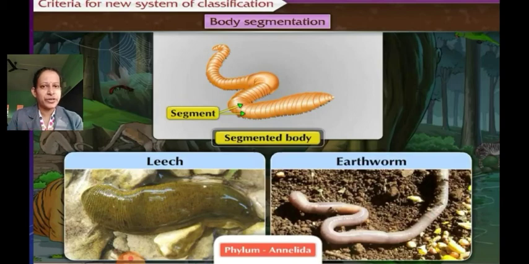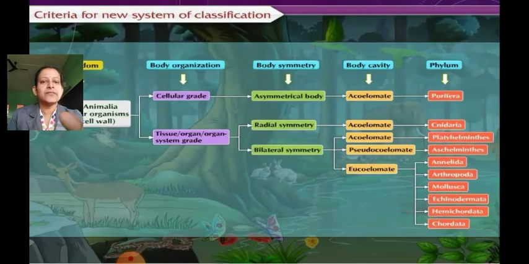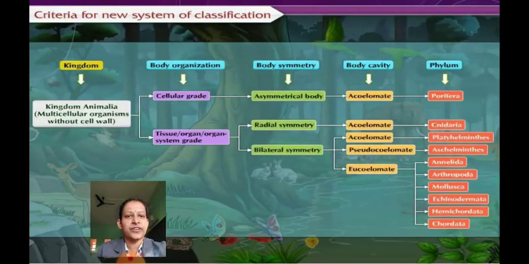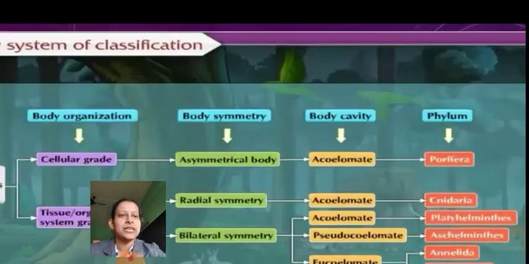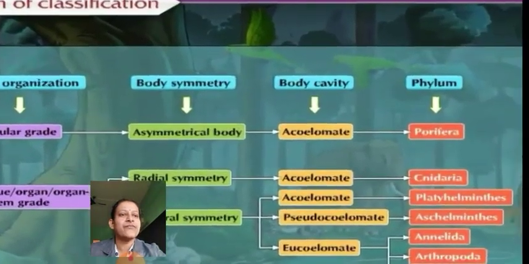The first one was body organization. Second, we learned about body symmetry. We have learned about germ layers, body cavity and body segmentation. I hope you have understood all the different terms related to this. Now based on this only we are going to learn about our different system of classification. Again, in kingdom Animalia, depending upon body organization, body symmetry, body cavity, they are divided into 10 phyla.